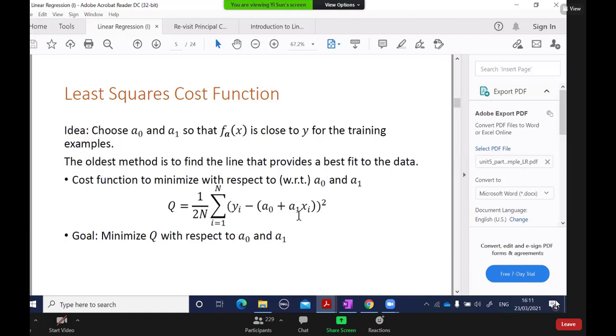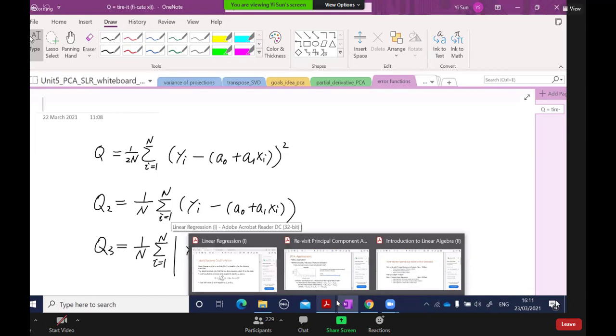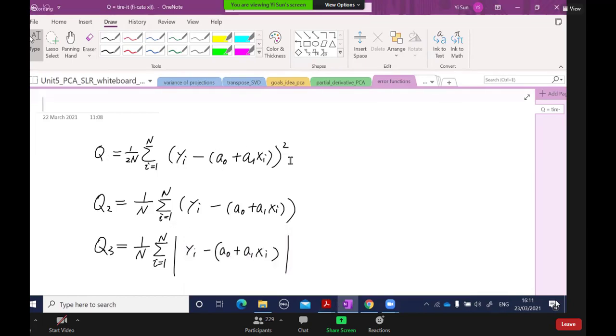Some of you may remember I did ask a question: do we have other options for defining a suitable cost function? Apart from Q1, which we have already shown you in the slide, other options can be Q2. Have a look at Q2. Similar to Q1, but it is not squared. It is the actual error. Q3 is the absolute value, the absolute error here.